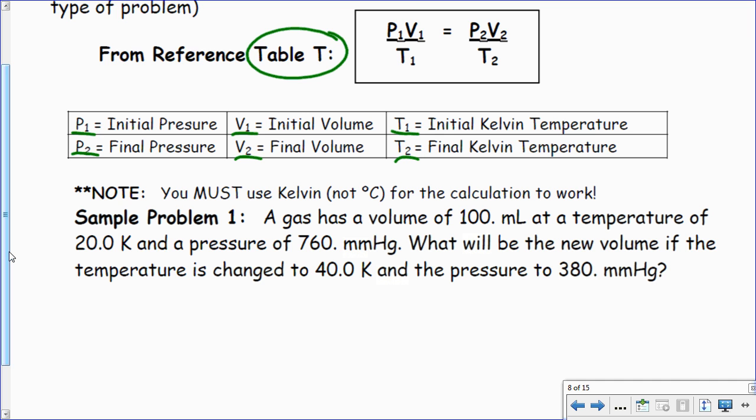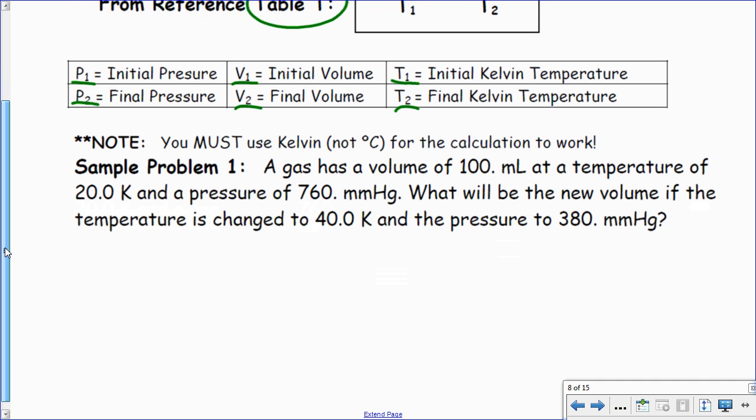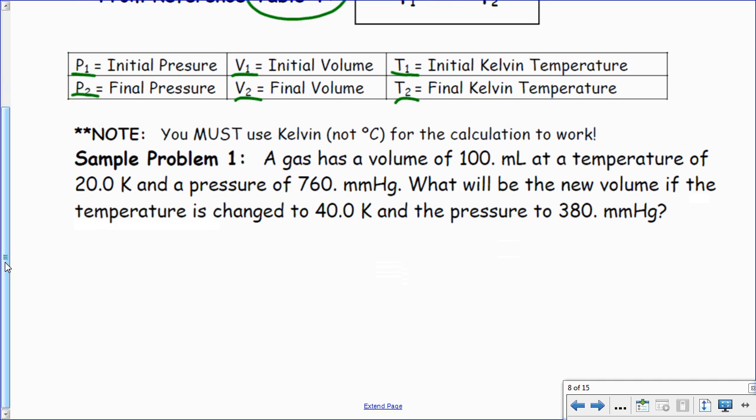Now, sample problem number 1. A gas has a volume of 100 mL, a temperature of 20 K, and a pressure of 760 millimeters of Hg. That's a pressure unit. What will be the new volume if the temperature is changed to 40 Kelvin and the pressure to 380 millimeters of mercury?